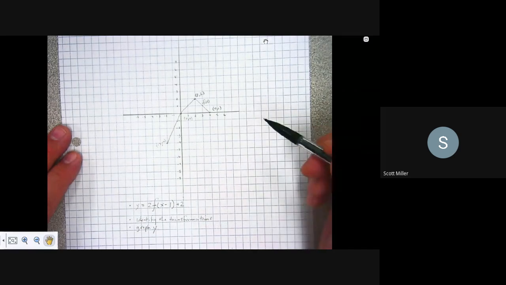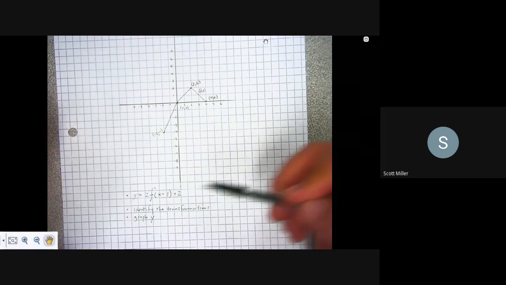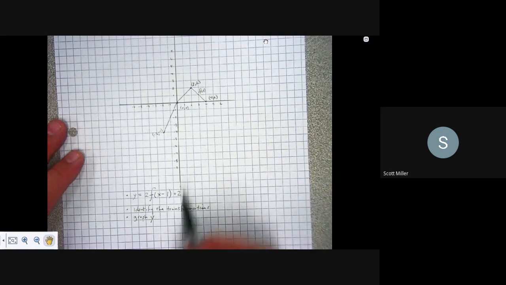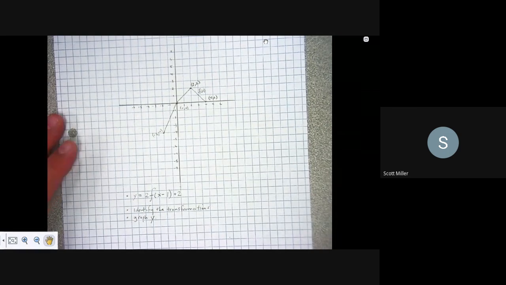And what I need you to do is identify, here's y. It's in function notation this time. And I need to graph this y and identify the transformations from f. What's going on? So we want to list these transformations. What's happening? I'll show you how we can go about doing that.